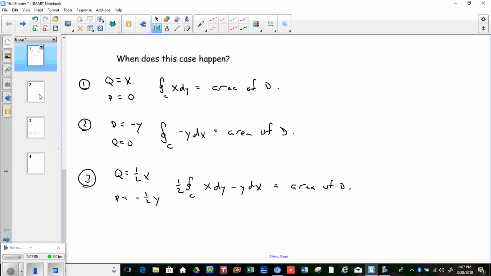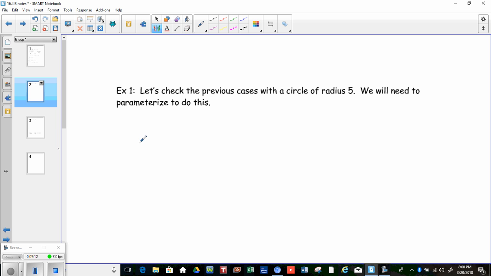All right, so let's go ahead and take a look. So we're going to examine the previous cases with a circle of radius 5. And we're going to need to do some parameterization to do the problem. All right, so first of all, we know that if we're going to find the area of a circle radius 5, we already know what that is. We should get 25 pi, right? Pi r squared. So we know that this is what the answer should be.